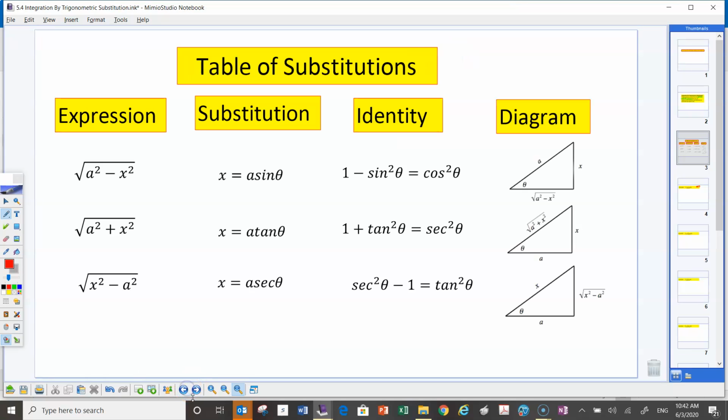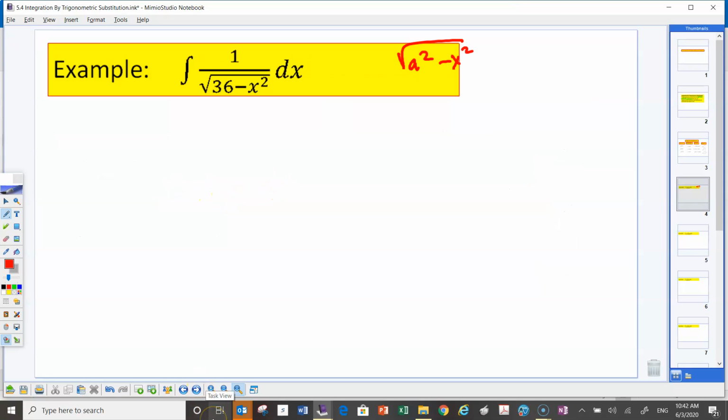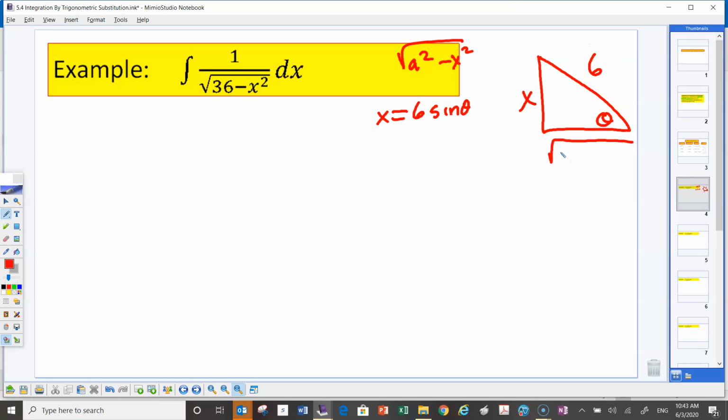Looking at our table, the substitution we're going to use is x is equal to a times the sine of theta. So x is going to equal 6 sine theta. If we were to draw a diagram here, I have theta down this corner. If I divide both sides by 6, sine of theta would be x over 6. And to figure out this side, it would be 6 squared, which is 36, minus x squared, the length of my third side.